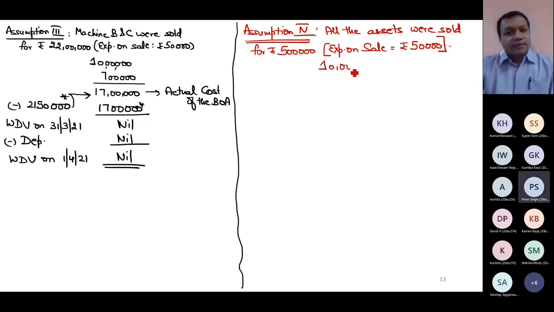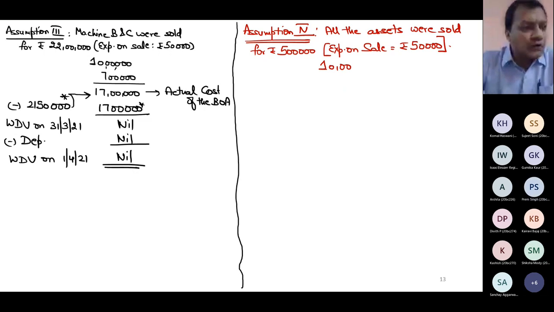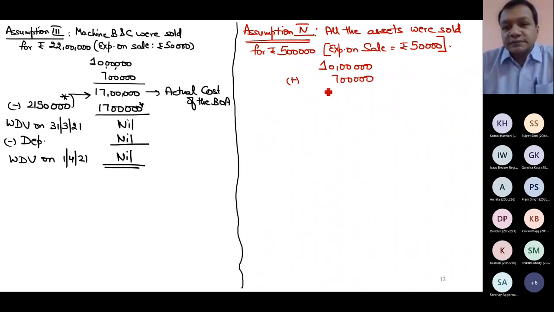Sir, no depreciation will be charged. Why? Sir, because there is no written down value on 31st March, because all assets are sold. There is a written down value. You cannot say there is no written down value. There is a written down value, but no assets in the book. That is correct. So opening WDV was 10 lakh. I acquired 2 for 7 lakh. Total became 17 lakh. Sale of all the assets, net 4 lakh 50.